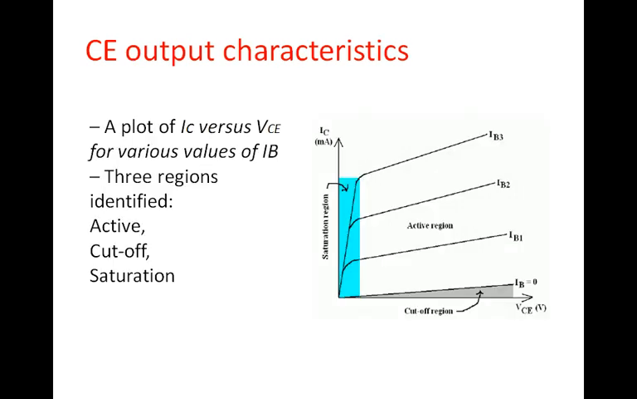Common emitter output characteristics: a plot of output voltage, that is VCE, versus output current IC for various values of IB. The three regions shown here are active region, cutoff region, saturation region.